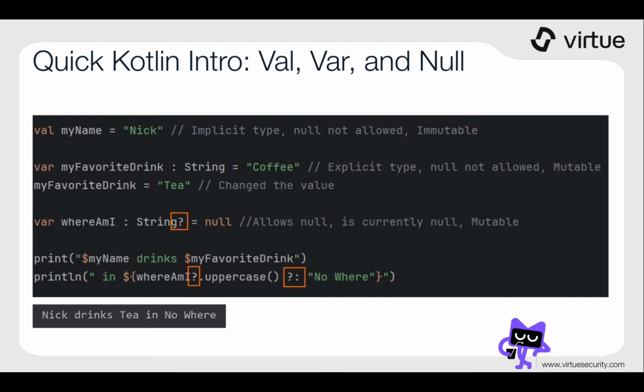And so we have another operator to handle situations where the value is null and we want to return something different instead. And that's called the Elvis operator. It's the question mark followed by a colon. So if the thing on the left is null, the Elvis operator instead returns the thing on the right. In this case, it's the string nowhere. So when we run this code, we get Nick drinks tea in nowhere because the location is set to null. And we're using the Elvis operator to bring back a default value.